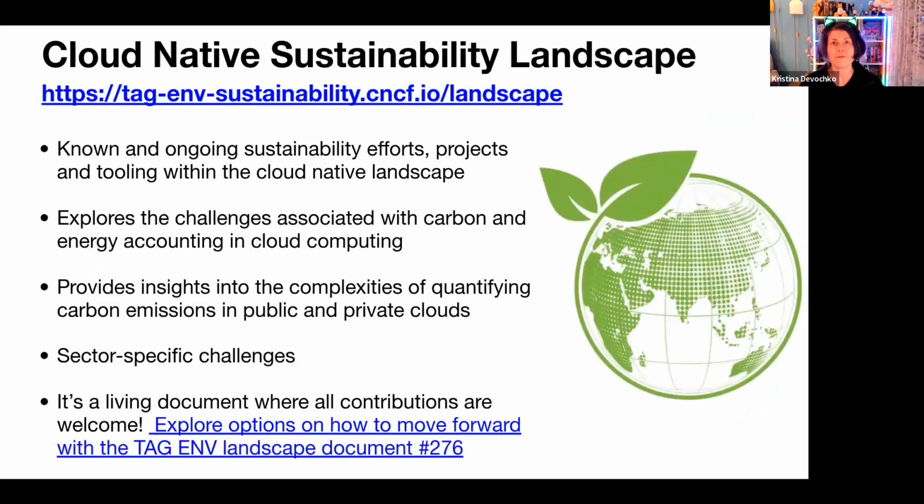And another type of project can also be documents, or type of content, that the TAG Environmental Sustainability can make publicly available. One of these documents is the Cloud Native Sustainability Landscape. So this is a living document, I believe. The first version was published maybe in June. The last update to it was, at least, in June.